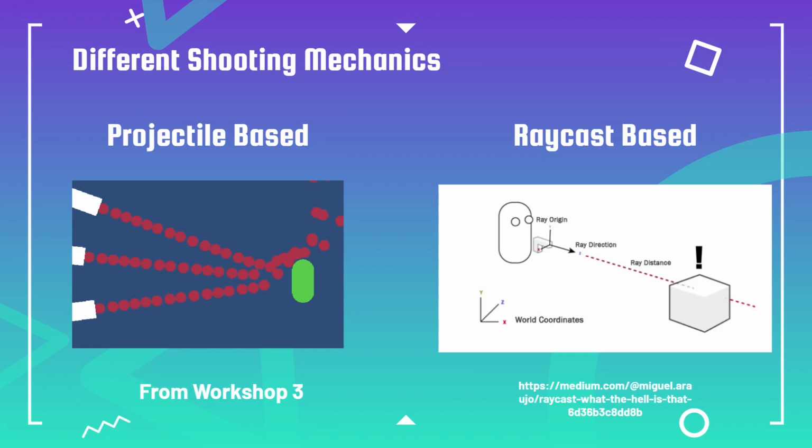As you may remember from the previous workshop, the bullet hell one, the shooting mechanic that we used was projectile based. We were creating those little bullets that were part of the physics simulation, and they could impact with our player and react based on how we implemented our code. But in this workshop, we will be using a raycast based shooting mechanic.